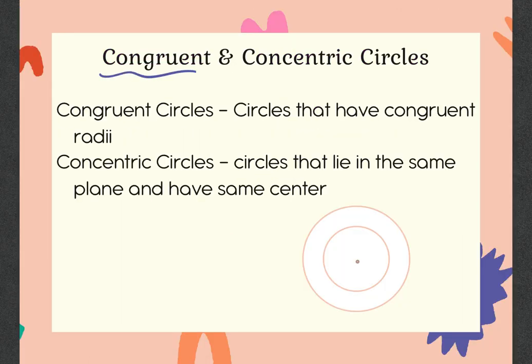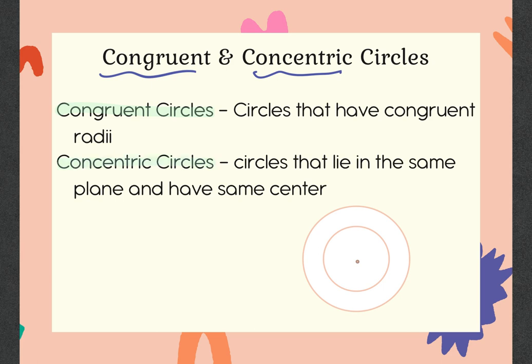All right, congruent and concentric circles. Congruent circles are circles that have congruent radii. They don't have to be the same circle. Obviously if one overlaps the other exactly, then it would be the same circle, and those would be congruent as well. But all you have to have is the same radii. So if I have two circles with a radius of 5, they are congruent circles.